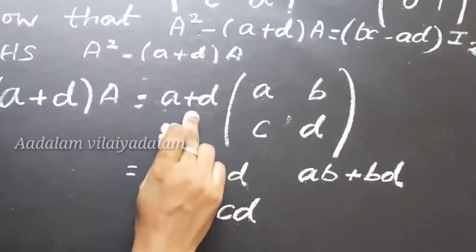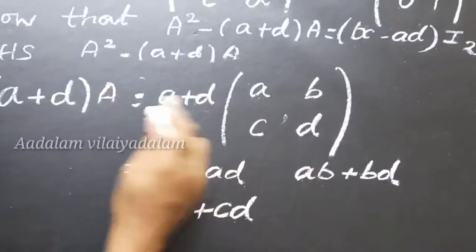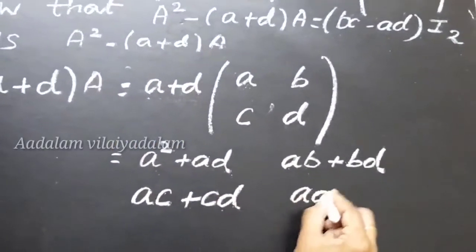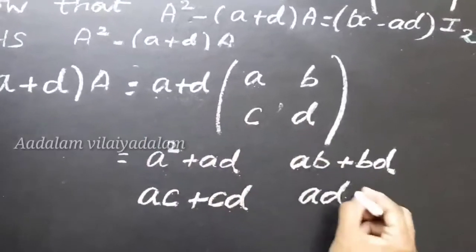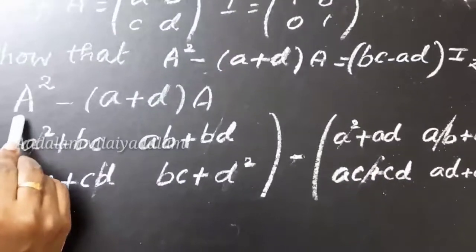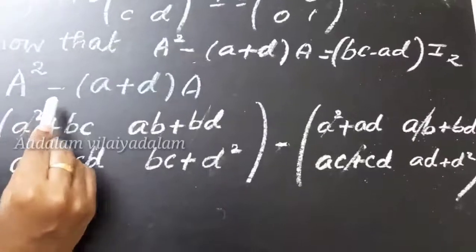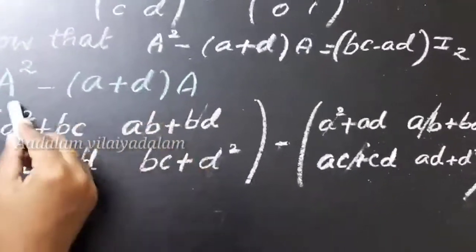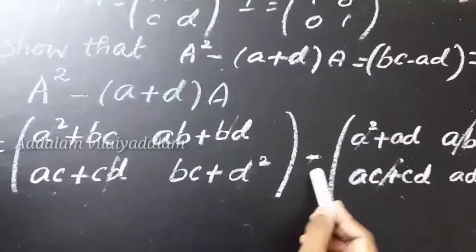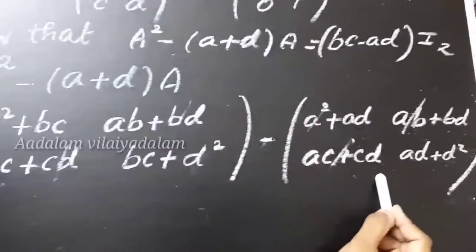Next (A plus D) into D. A into D, AD, D into D, D square. Next we have to find A square minus (A plus D) into A. So this is the A square value minus the (A plus D) into A value here.